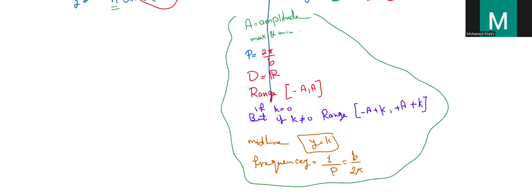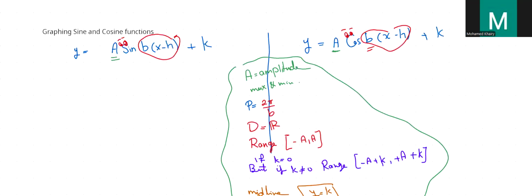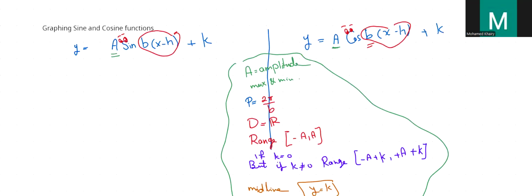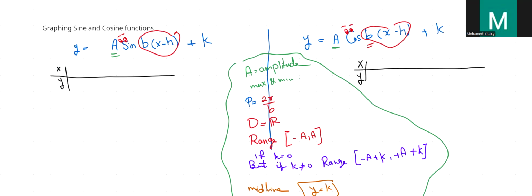Now regarding the graph, let's come back again. How can we graph each single one? We will create a table. You have to find those things first, and after this you are going to create the table. Those are the x values and those are the y values. How are we going to create the table? 0, then 1 over 4 times the period, whatever you've got for the period, 2 over 4 times the period, 3 over 4 times the period, then 4 over 4 times the period.